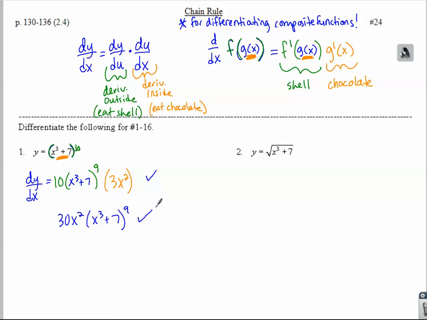You want to try this one on your own? Come back. Maybe first you rewrite it like this. Give it a shot. See how you do.